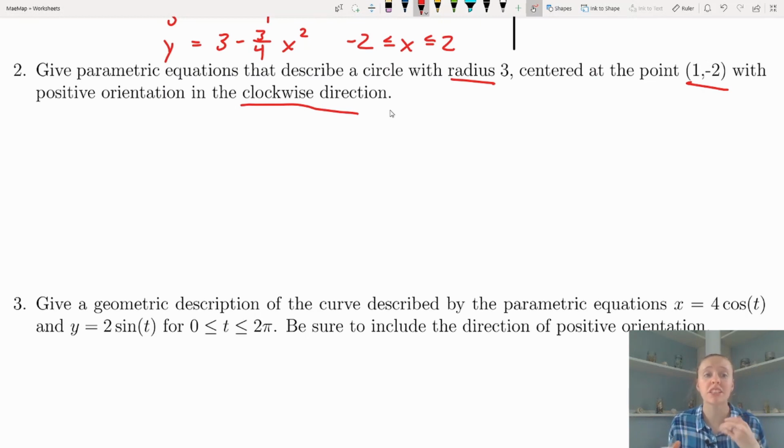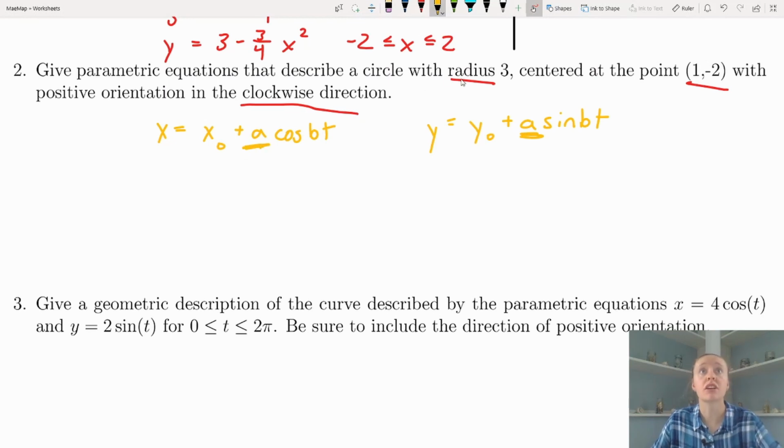This is where we're going to reference that general parametric equation form for a circle. So if you remember that equation, feel free to refer back to your notes. That parametric equation is x equals x naught plus a cosine of bt, and y equals y naught plus a sine of bt. That's the general form for our parametric circle, where a is our radius.